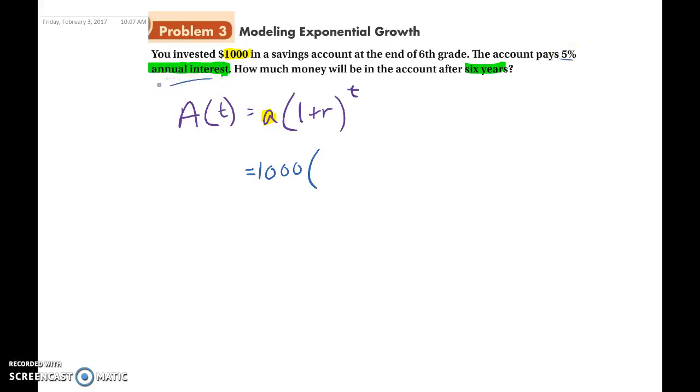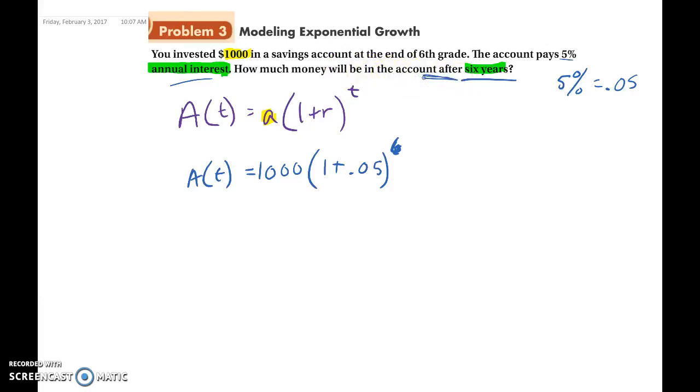So since it's paying us, that is an increase. So it'll be 1 plus 5%, which is equal to 0.05. So 1 plus 0.05, and it says 6 years, so that will be our t. So it's raised to the 6 years. All right, and then this a sub t, remember, tells us how much we have after the investment, and that's what this is asking for. How much will be in the account after 6 years?